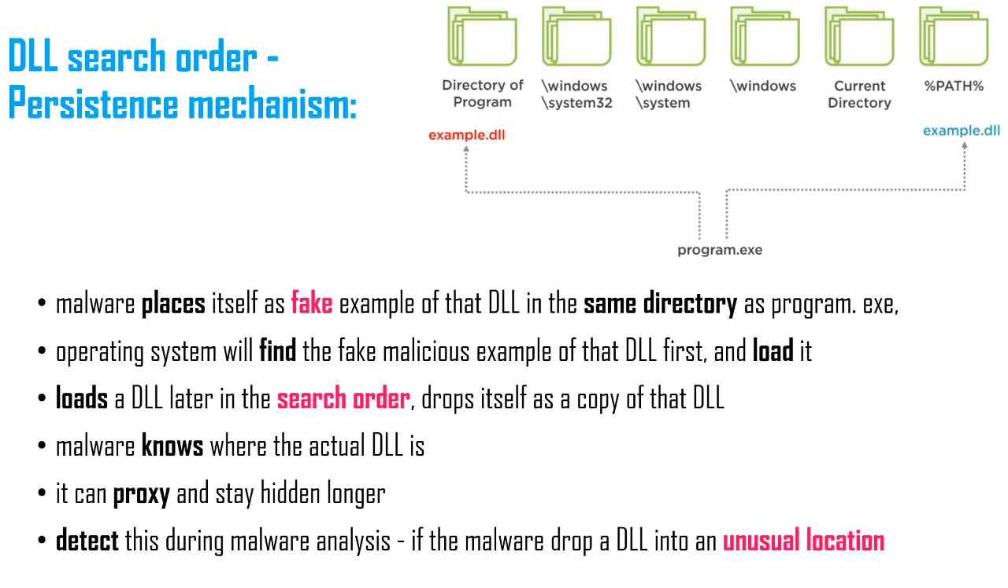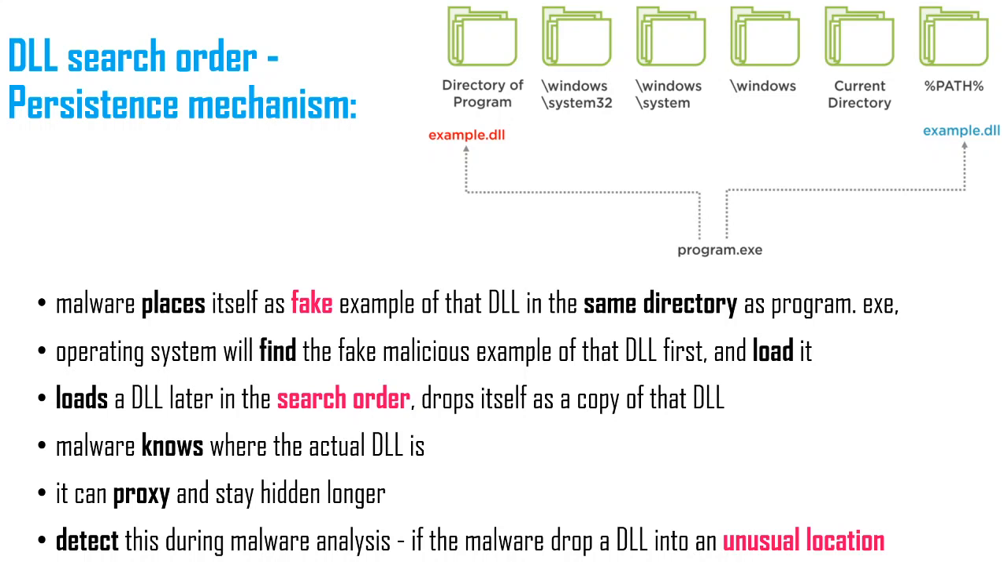Say for example here we have an application called program.exe. It needs an example.dll supporting file. So for executing this program.exe file, it first searches the directory of the program, the Program Files folder. If example.dll, that supporting library file, is not present, the OS will check the second folder, which is the Windows System32 folder.